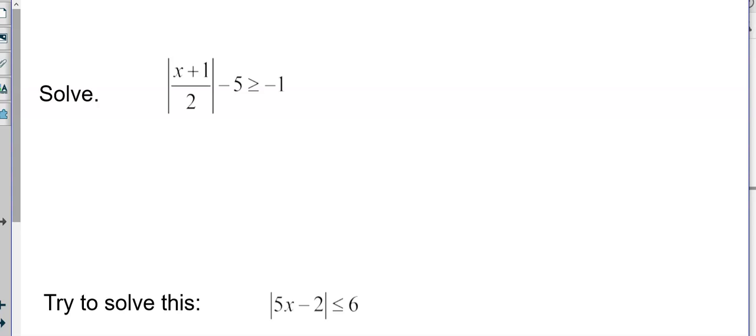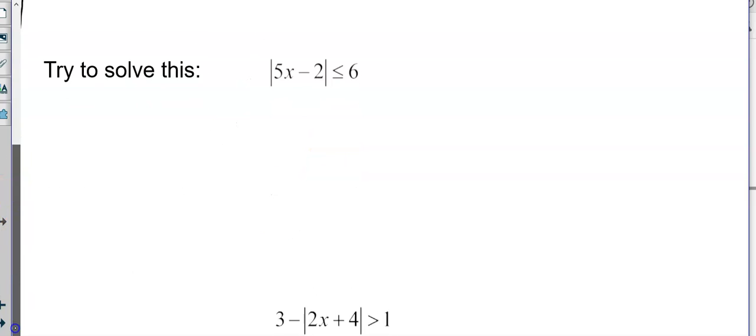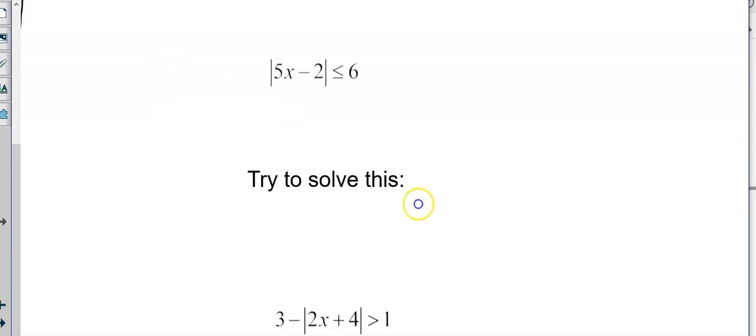On this one, we're going to solve it. First we have to isolate the absolute value, so I have to get the 5 to the other side. I'm going to add 5 to both sides. So I have the absolute value of x plus 1 over 2 is greater than or equal to 4. Let me just move these out of the way here.